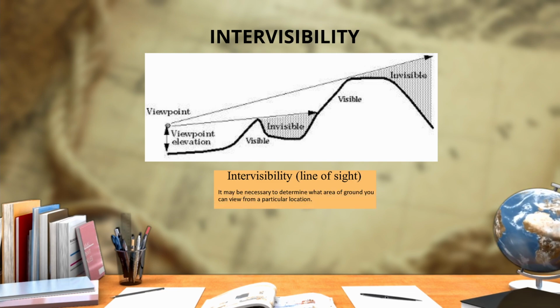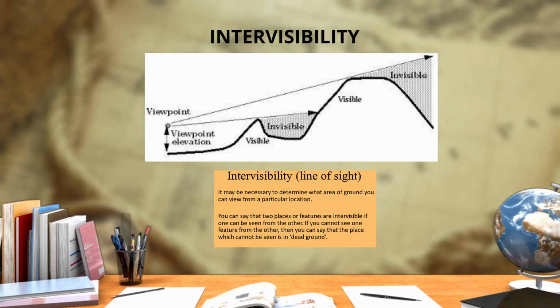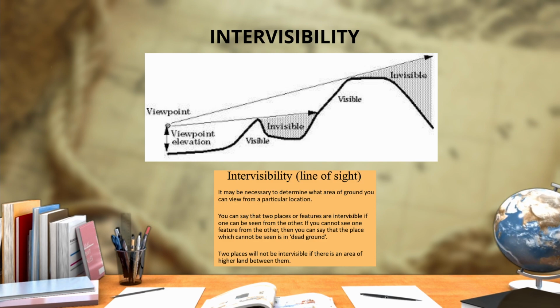Now let's look at how to determine intervisibility or line of sight. It may be necessary to determine what area of ground you can view from a particular location. You can say that two places or features are intervisible if one can be seen from the other. If you cannot see one feature from the other, then you can say that the place which cannot be seen is in dead ground. The two places will not be intervisible if there is an area of higher land between them.